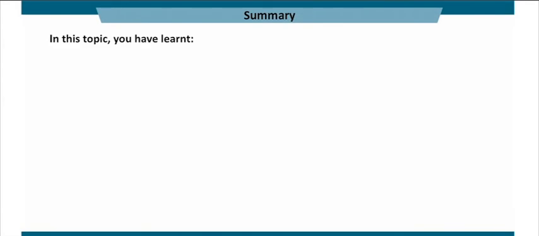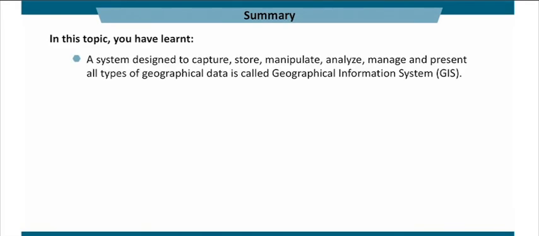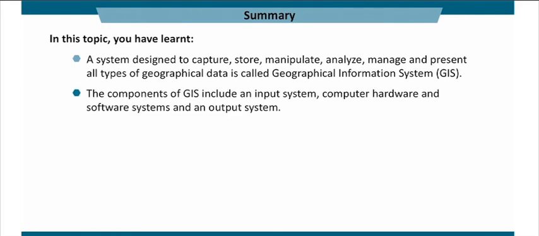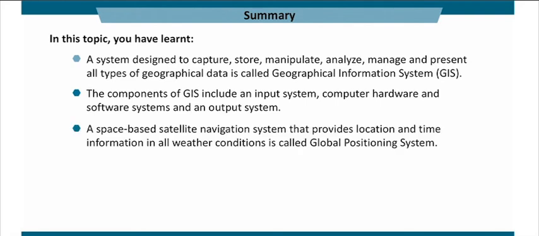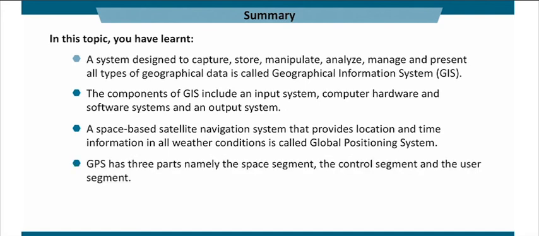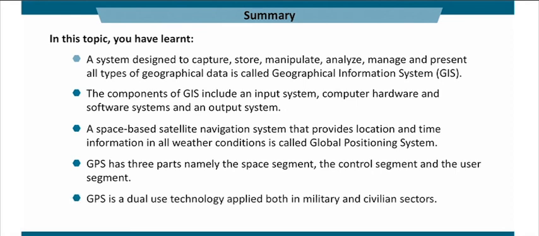In this topic, you have learned that a system designed to capture, store, manipulate, analyze, manage, and present all types of geographical data is called Geographical Information System, GIS. The components of GIS include an input system, computer hardware and software systems, and an output system. A space-based satellite navigation system that provides location and time information in all weather conditions is called the Global Positioning System. GPS has 3 parts, namely the space segment, the control segment, and the user segment. GPS is a dual-use technology applied both in military and civilian sectors.